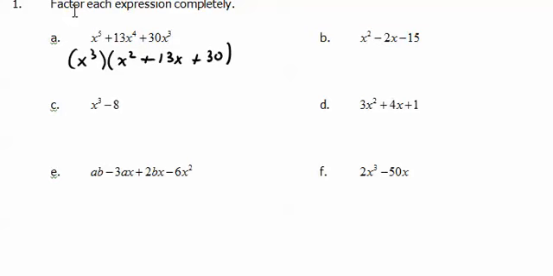Now notice it says factor completely. This part can be factored again. So I now have x to the third, and now I'll have my two sets of parentheses for the trinomial. I have x and x. Since it's positive, and this is positive, these both must be positive.